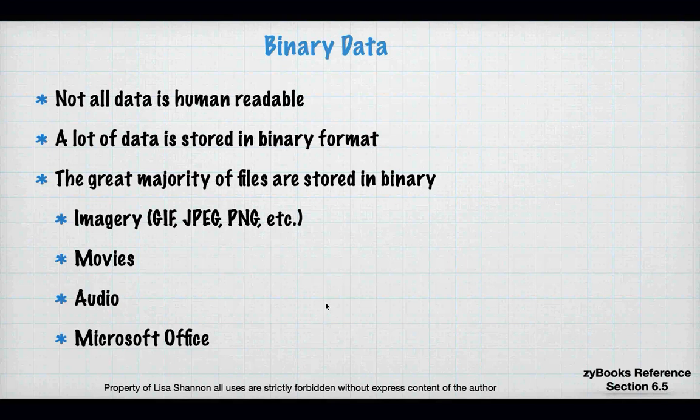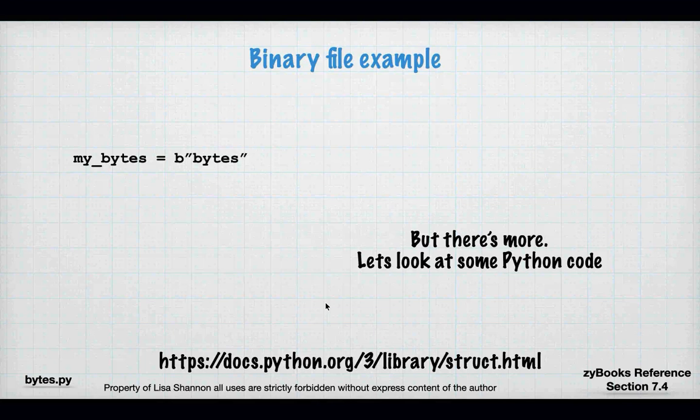So binary data. Most data in files is not text. It's not human readable, and that's what binary data is. And a lot of imagery, movies, Microsoft Office files, audios, Keynote, they're all binary. If you open up that file in a text editor, it's going to look like gobbledygook because it is. It's not meant for humans to read. It's meant for a program that understands what that gobbledygook means. So that's what binary data is. So most things are in binary data. What do we do in Python to deal with binary data? Well, there's a couple things.